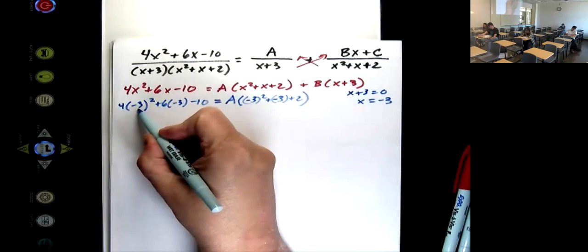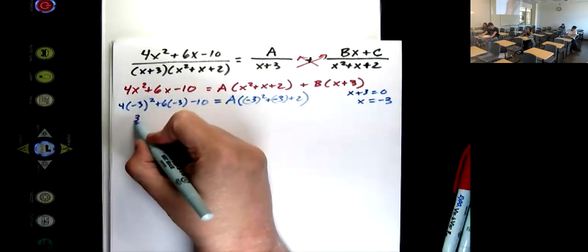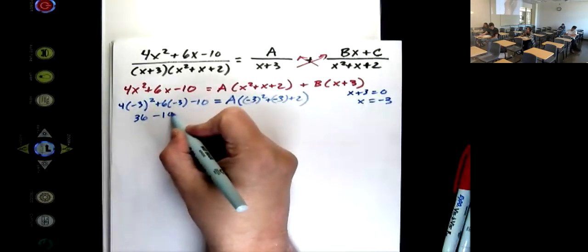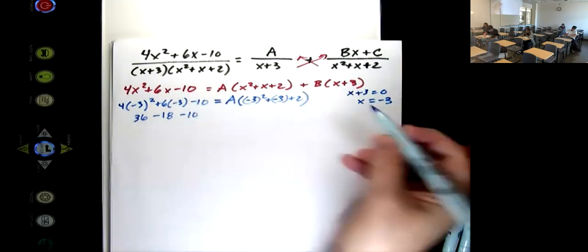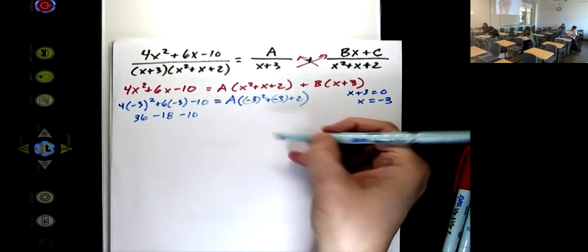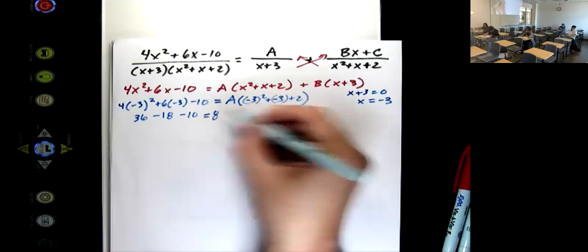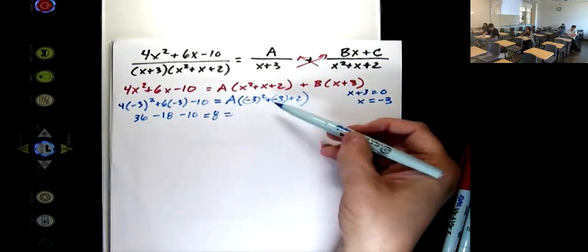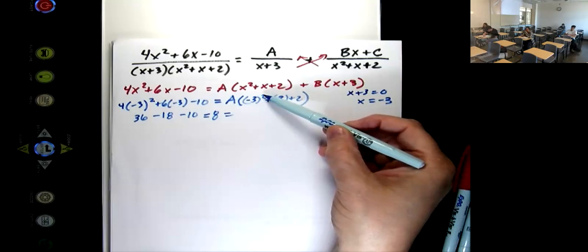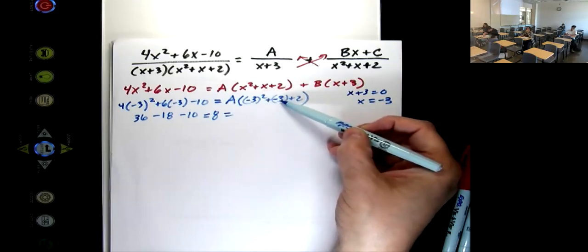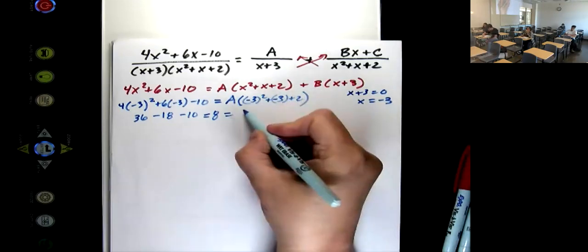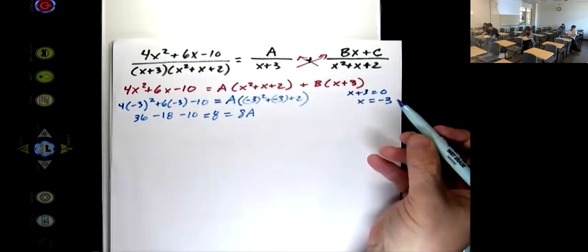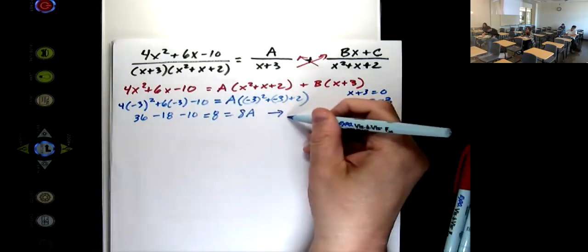Here, -3 squared is 9, times 4 is 36, minus 18, minus 10. If I subtract that, I get 8. On the right side, I have -3 squared is 9, minus 3 is 6, plus 2 is 8. I have 8a. And I can see that a equals 1.